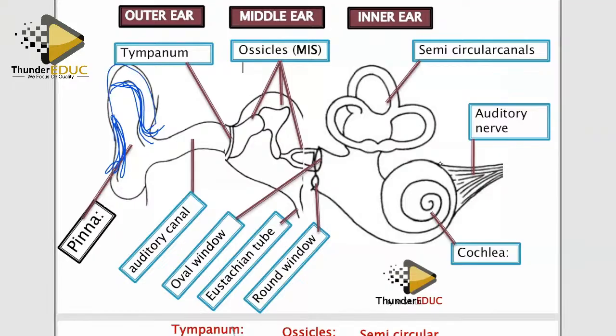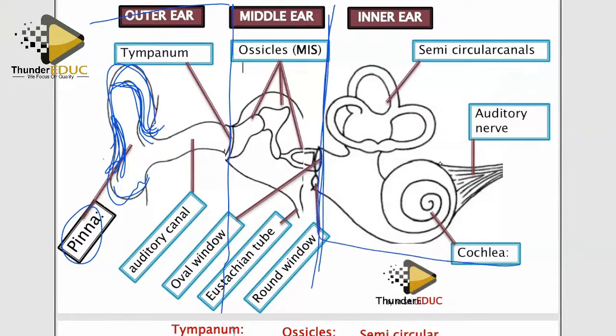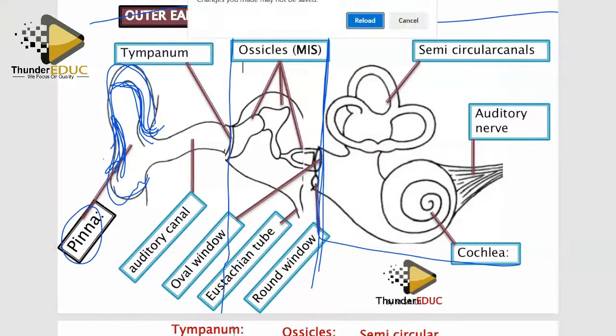So we have this part, which is the outer part of the ear. We call it the pinna. The ear is divided into three sections. All this is the outer ear. Then you have this, which we call the middle ear. And then from there to this, we call it the inner ear. So now let's look at it in detail.